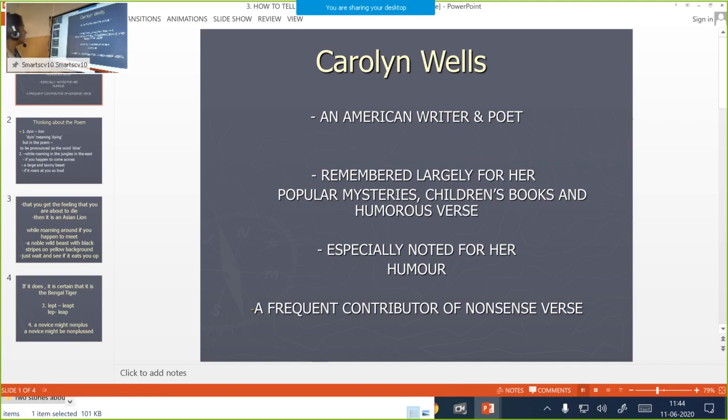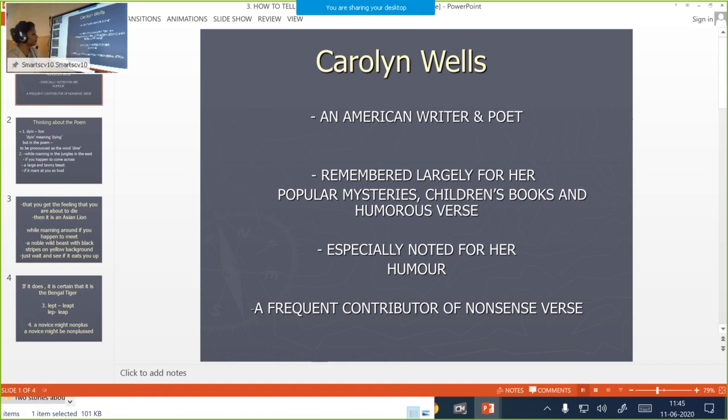Now the next poem you get in the textbook is How to Tell About Wild Animals. It is written by Carolyn Wells, a poetess who comes from America, and she is remembered largely for her popular mysteries, children's books, and humorous verse. Mostly she has gone for humorous poems. And this one too, How to Tell About Wild Animals, is a humorous poem which tells us different ways by which we can identify a wild animal.